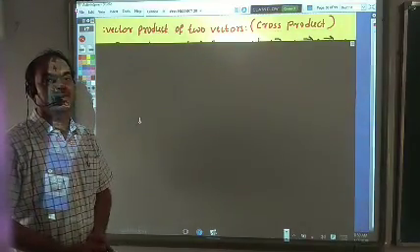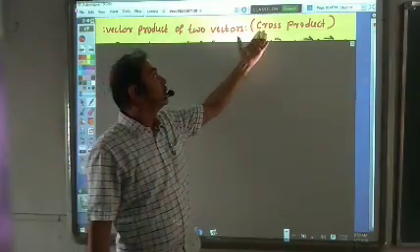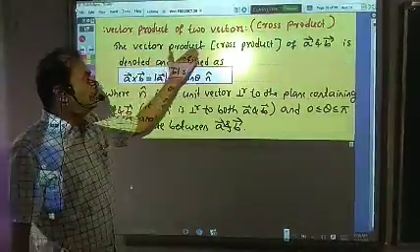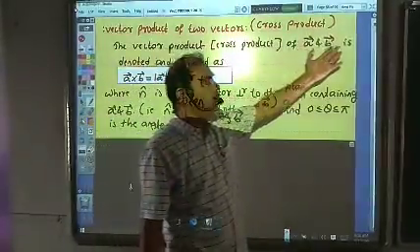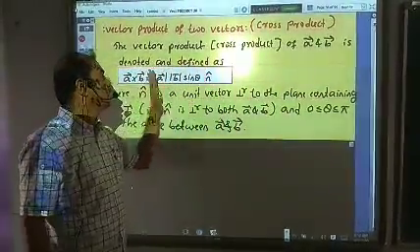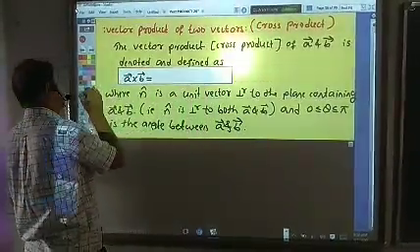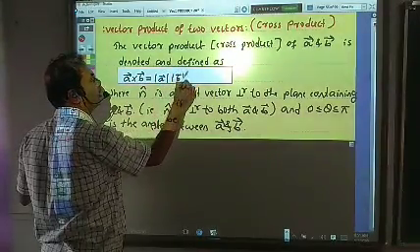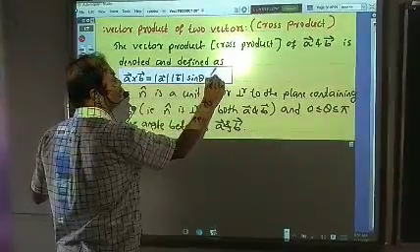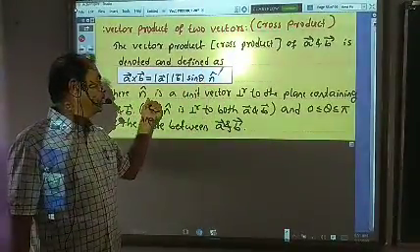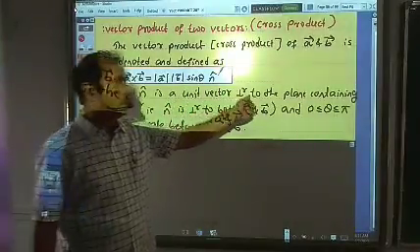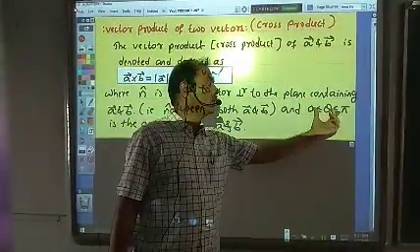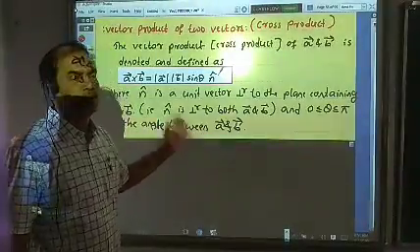Today we study the vector product, or the cross product, of two vectors. The cross product of two vectors A and B is denoted and defined as A cross B equal to magnitude A, magnitude B, sin theta into n cap, where n cap is a unit vector perpendicular to the plane containing A and B, and theta is the angle between the two vectors A and B.